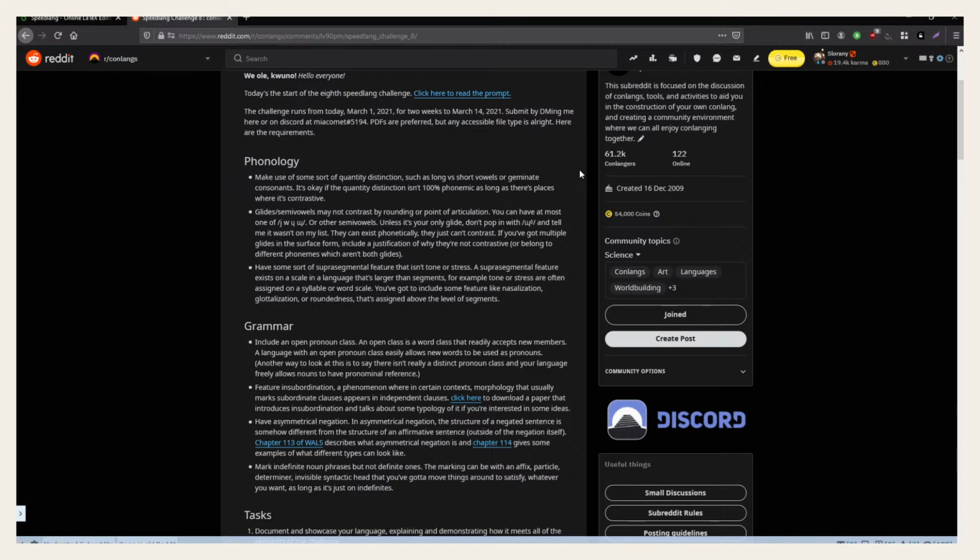If you've got multiple glides in the surface form, include a justification of why they're not contrastive. Oh yeah, okay, he's actually prepared for that. Have some sort of suprasegmental feature that isn't tone or stress. A suprasegmental feature exists on a scale in a language that's larger than segments. For example, tone or stress are often assigned on a syllable or word scale. You've got to include some feature like nasalization, glottalization, or roundedness that's assigned above the level of segments.